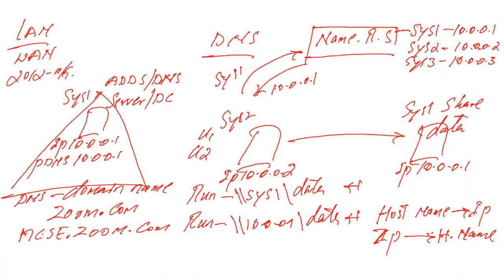So in the LAN, the name resolving service is doing two jobs. The first job of the name resolving service: resolving host name to IP and IP address to host name, right? And here, the name resolving service is called the DNS service.